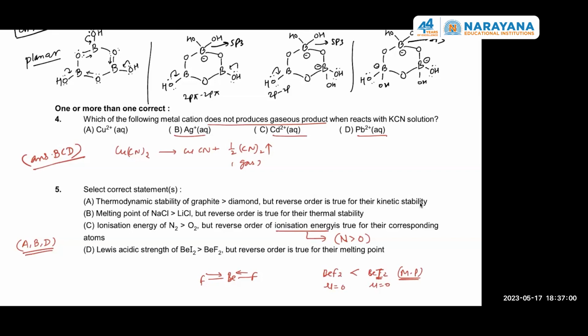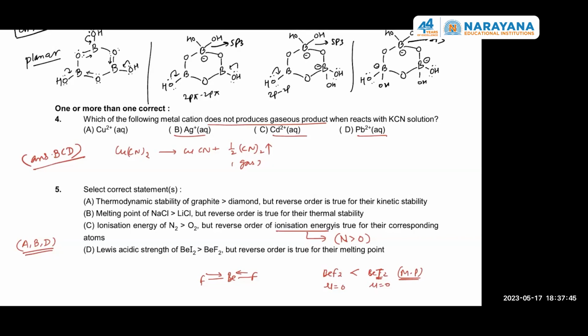Okay. On that basis, we are checking kinetic stability, and on the basis of delta H formation, we are checking thermodynamic stability. Clear? There you have written BeF2 should be greater than BeI2, no sir, for melting point. The reverse order is true. I have written BeI2 is more Lewis acidic than BeF2, but the reverse order is true for their melting point. See, in this situation, the melting point will be higher for BeI2 only.